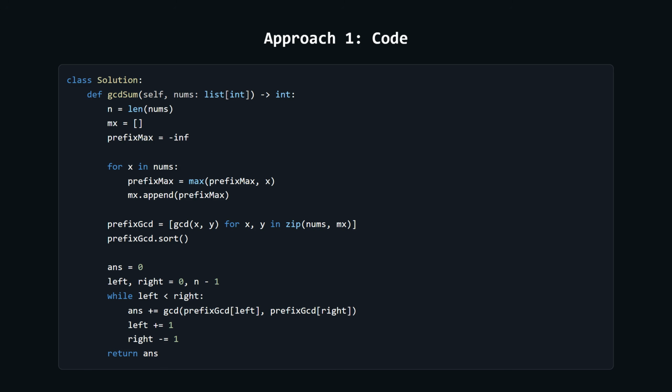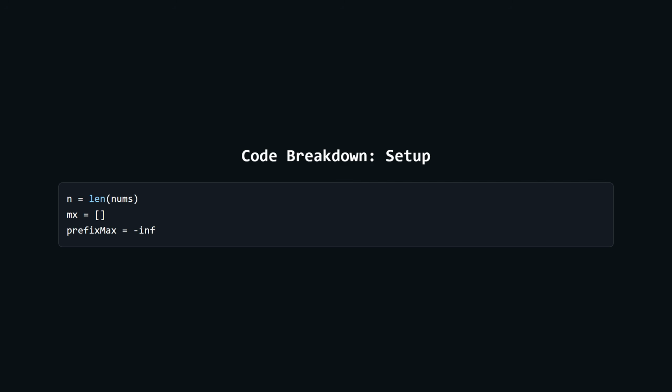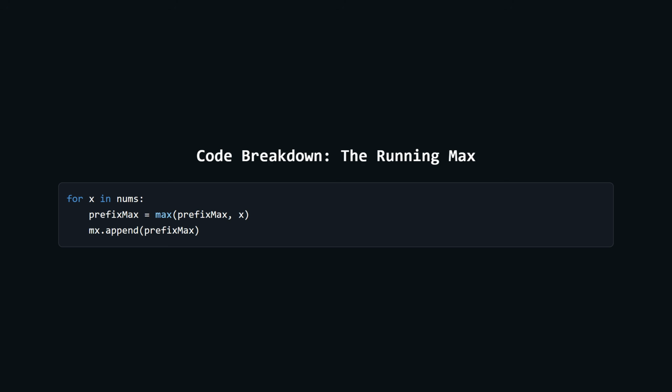Don't worry about trying to read it all at once, let's zoom in on the specific pieces. First, we set up some basic variables. We get the length of our list, create an empty list to store our maximums, and set our starting maximum to -infinity, so the very first number we see will instantly replace it. Then we loop through our original list. For each number, we compare it to our running maximum. Whichever is bigger becomes the new max, and we save that to our list. This is much faster than looking backwards every single time.